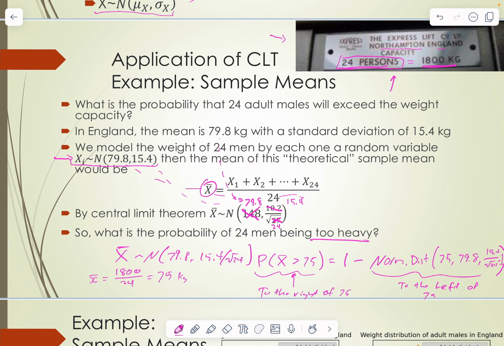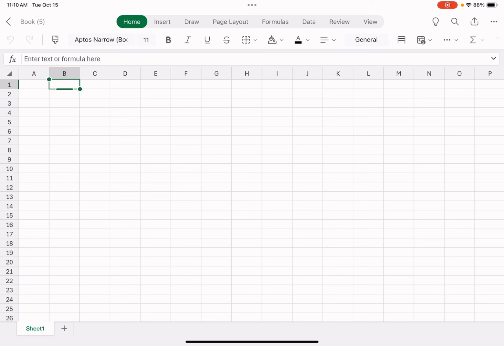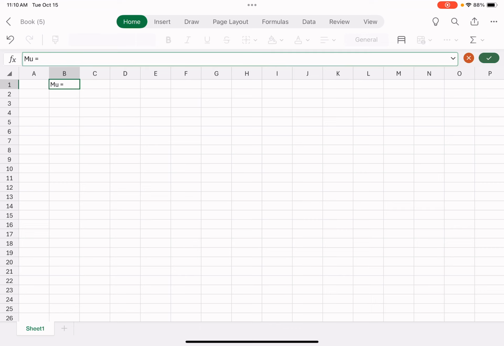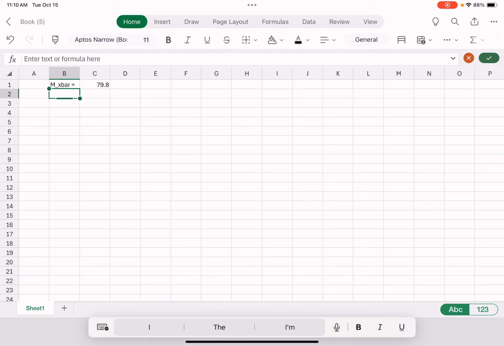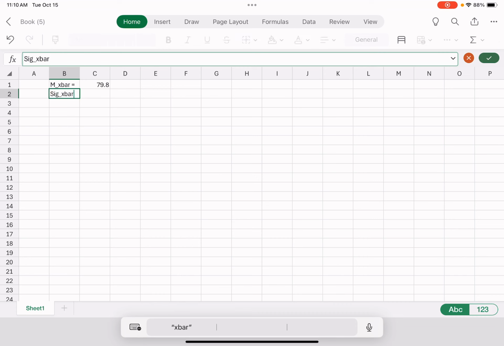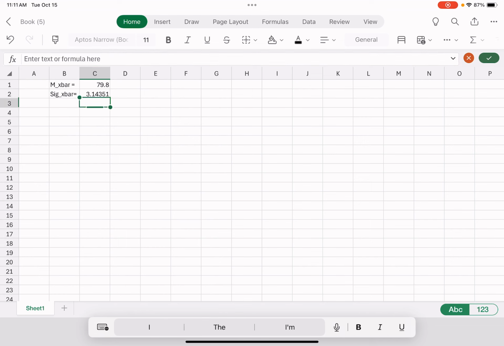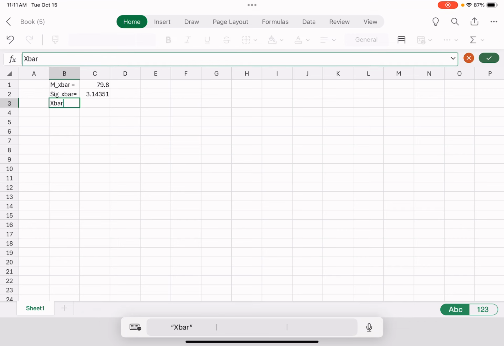So let's go ahead now and go to Excel. I have opened up a blank worksheet, and I'm going to start putting in my data. So mu x bar is 79.8. Sigma x bar is going to equal 15.4 divided by square root of 24. Square root of n, my sample size, the sample size of my theoretical sample. Press enter, and now it's 3.14. And the x bar that I'm interested in is going to be 75.